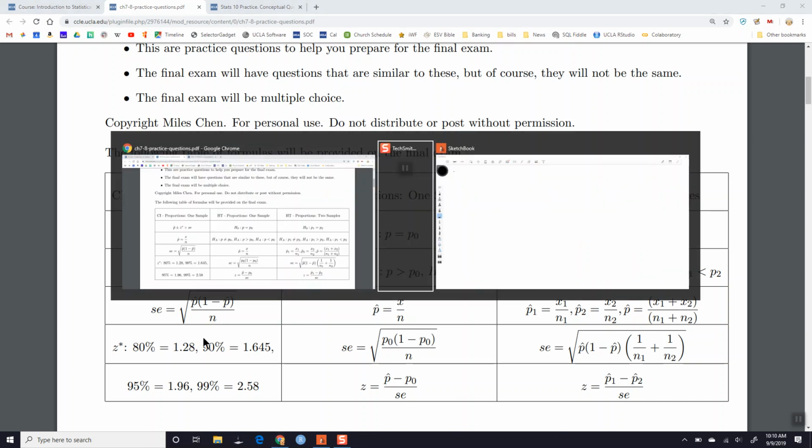Okay, all right. Well, let's get into this conceptual stuff. And so just going back to a hypothesis test.